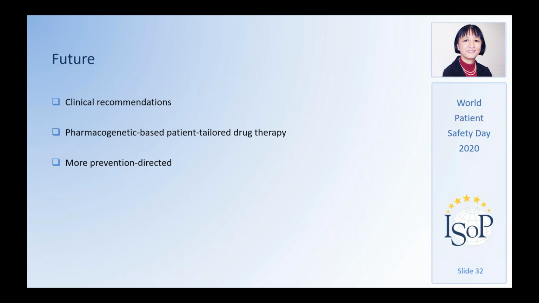With the example of eliglustat, through the biomarker you could dose the patient very specifically in patients with different genotypes or phenotypes. So in the future, pharmacogenetic-based, patient-tailored drug therapy, more prevention-directed, will be feasible. Thank you very much.